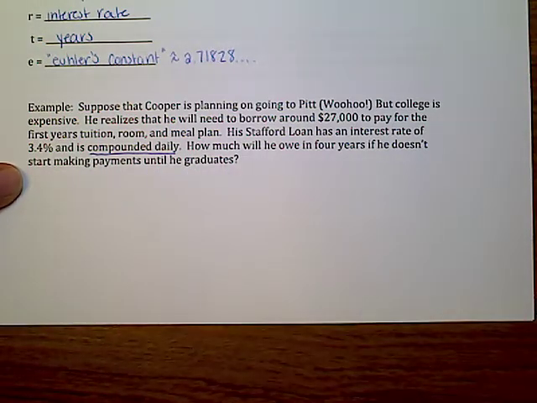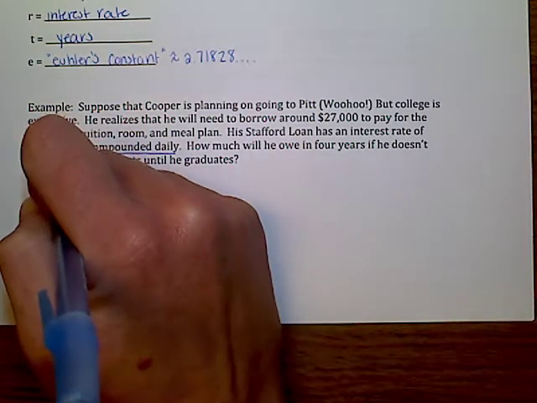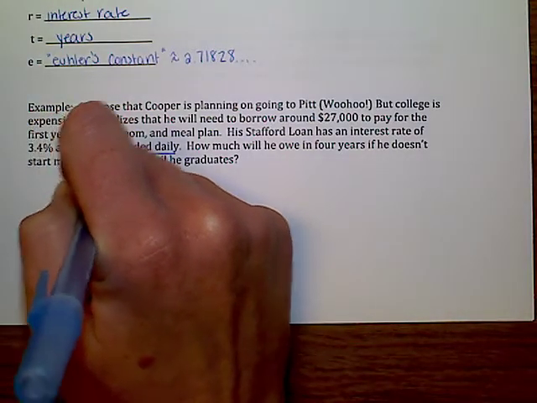And that's pretty typical. Most students can't make a payment while they're in college. So usually you don't need to start paying back your student loans until you graduate. But all the time you're in college, it's accumulating interest. So we want to know how much you'll owe. So we'll set up the formula here.